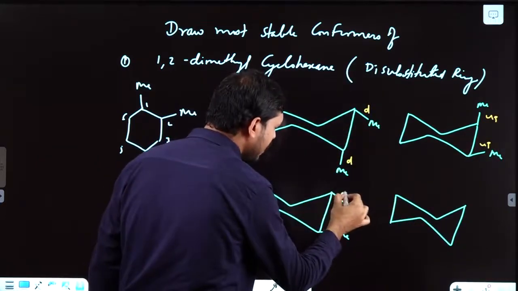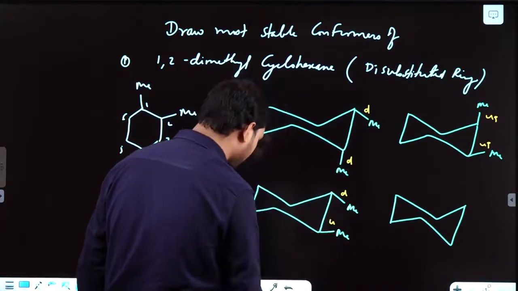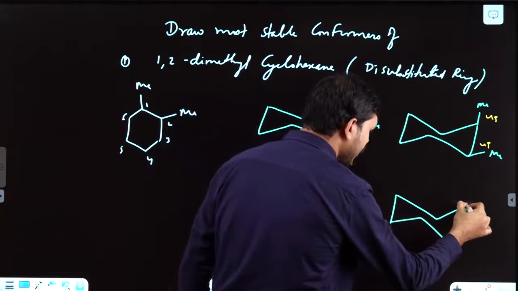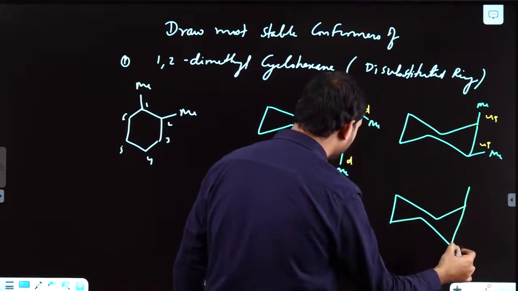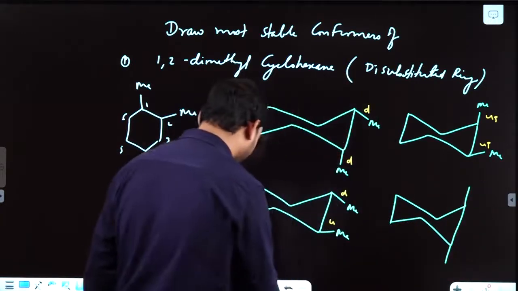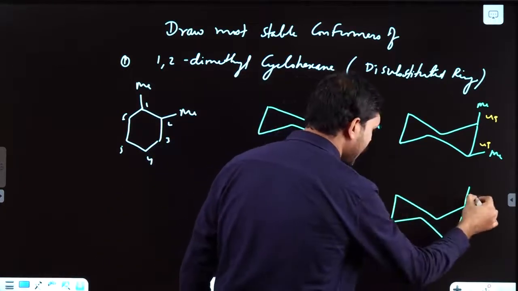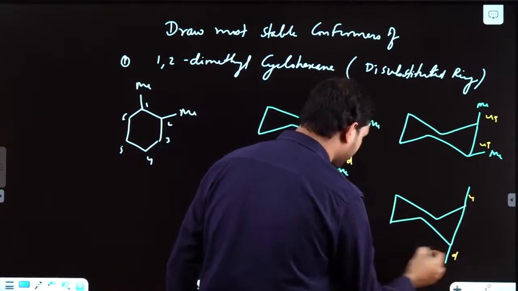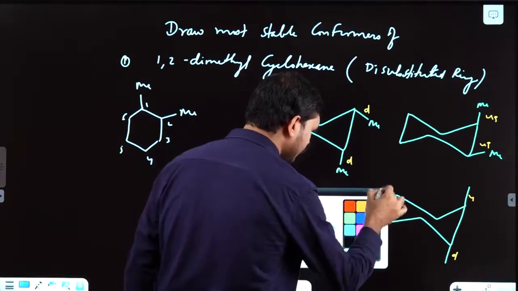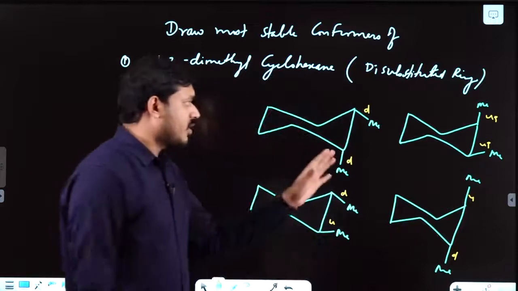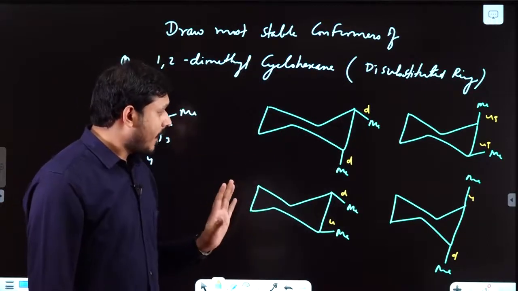Here it is down and this is up. And in the next part, here it will be up and this will be down. It will be up and this will be down. Methyl here. Okay. Now observe all the 4 cases first of all.